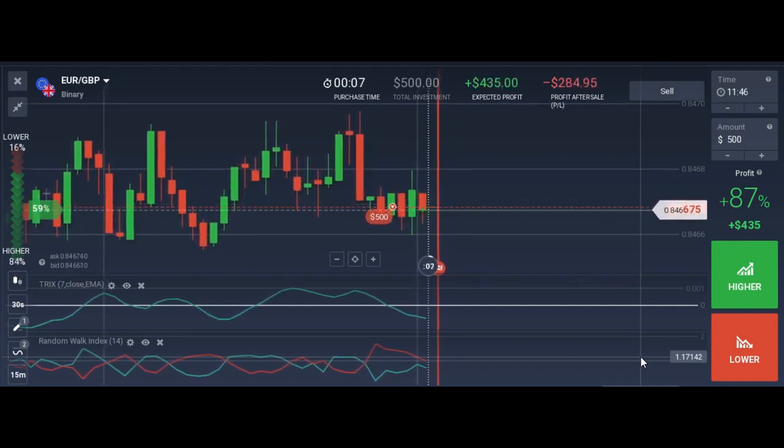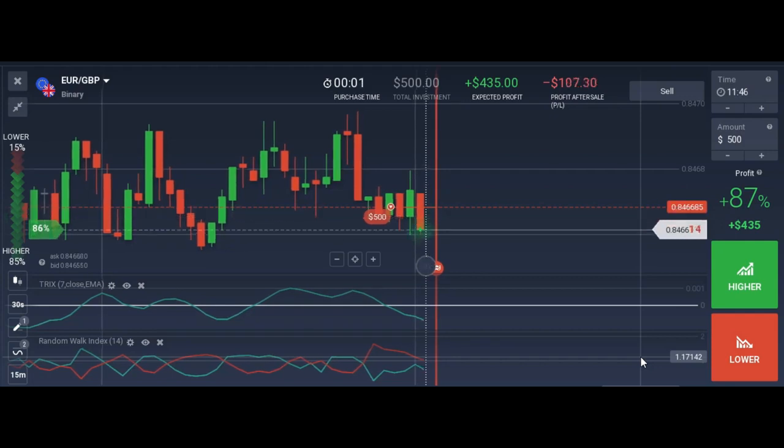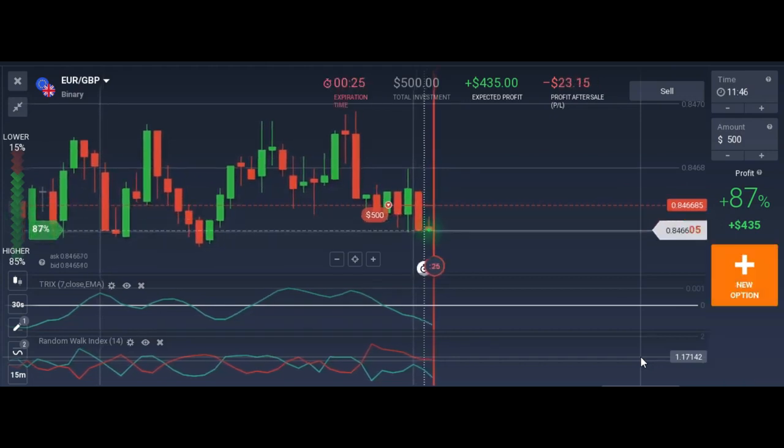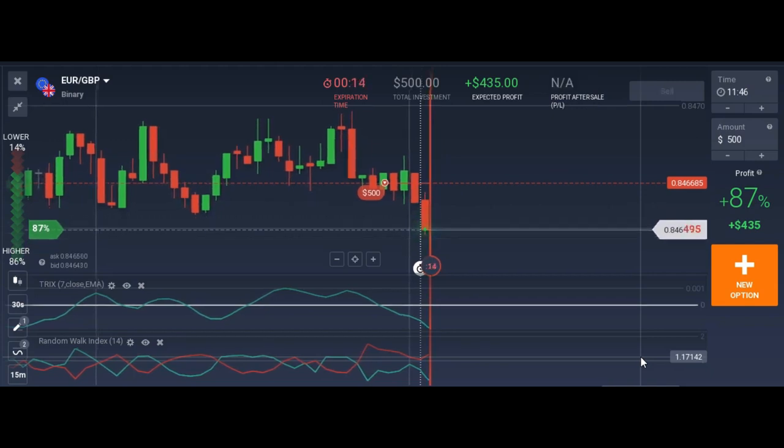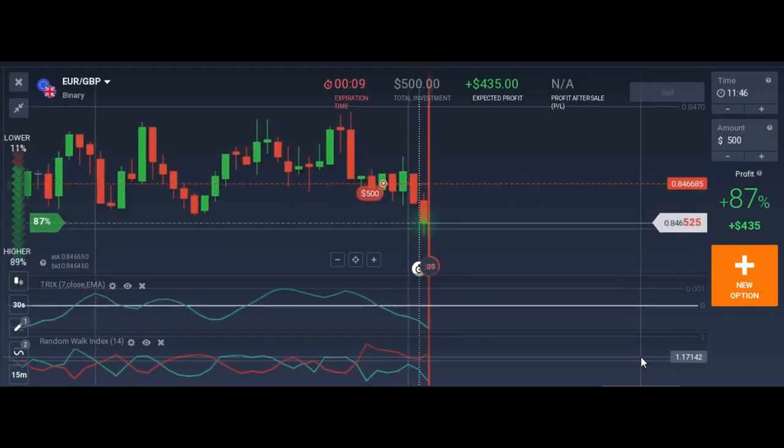I want everyone to win with this strategy because it's one of the best I have tried. Look what a beautiful candle.